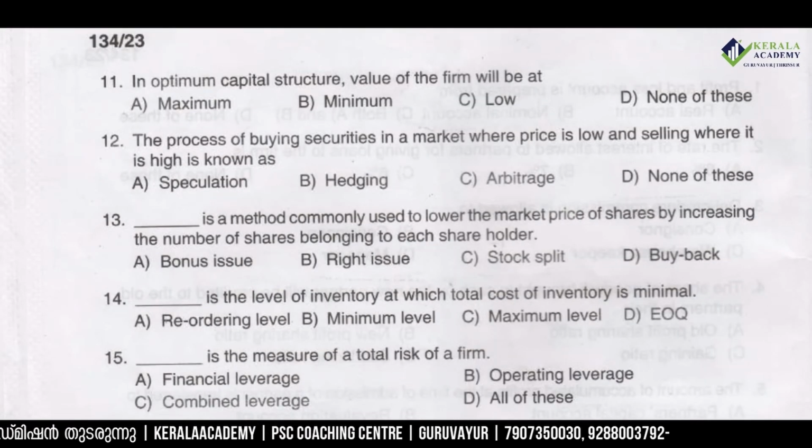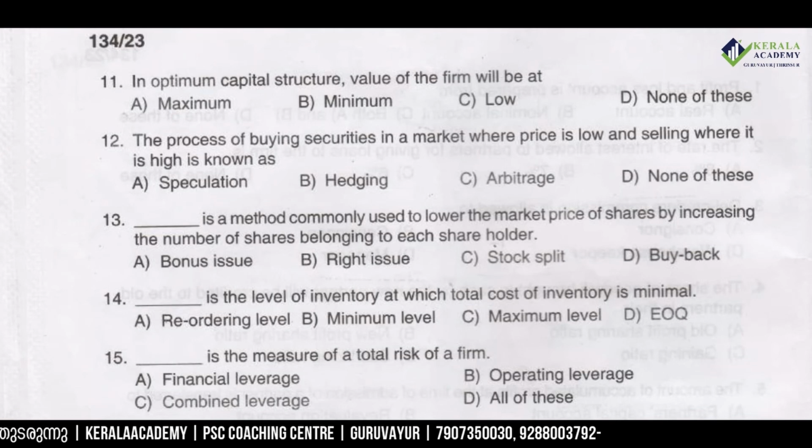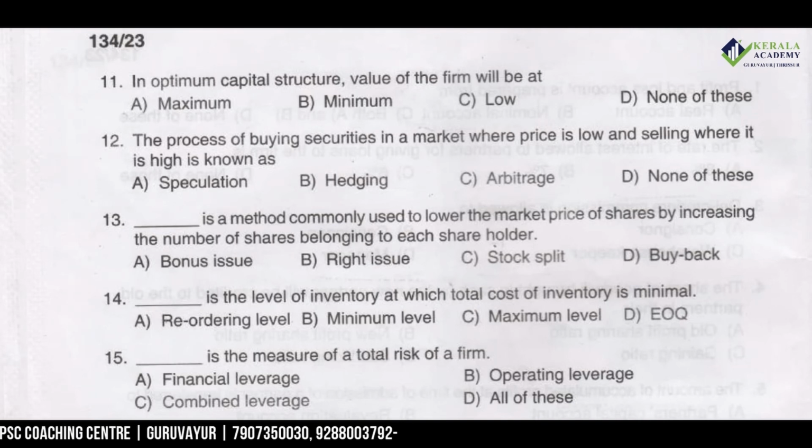In optimum capital structure, value of the firm will be at dash, maximum, minimum, low, none of this. Option A, maximum. In optimum capital structure, value of the firm will be at maximum.